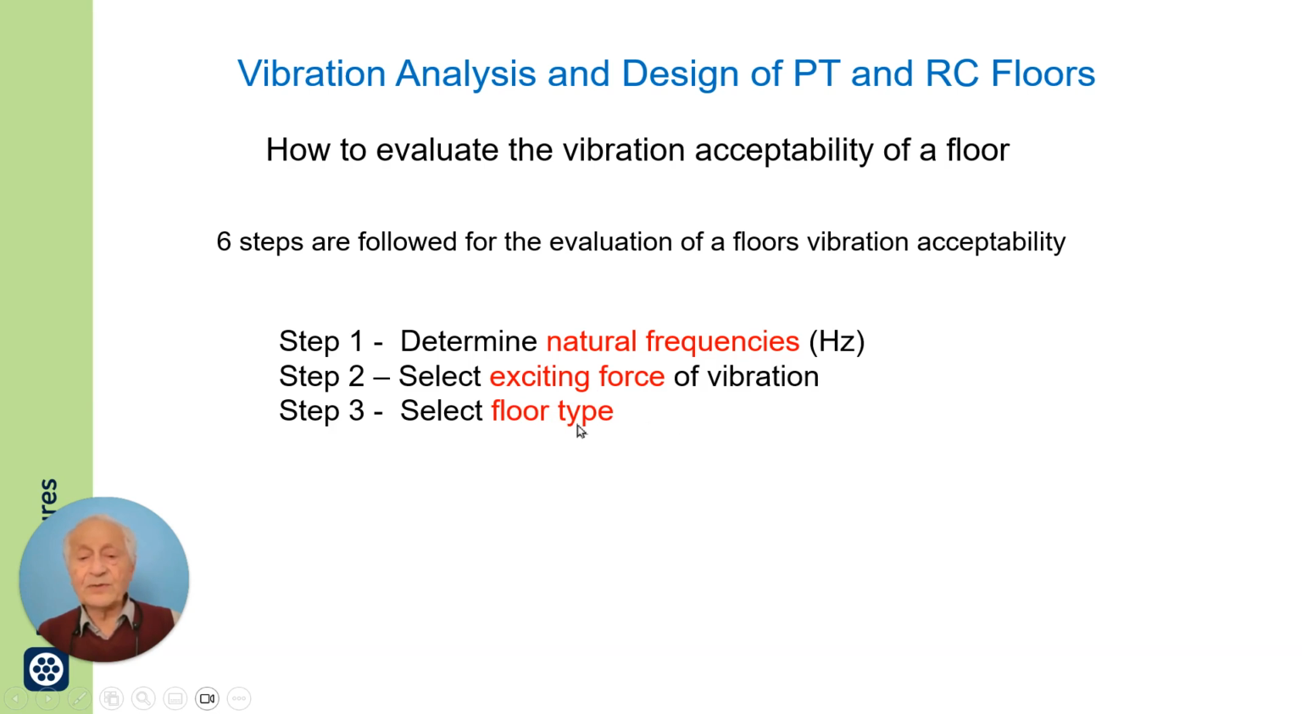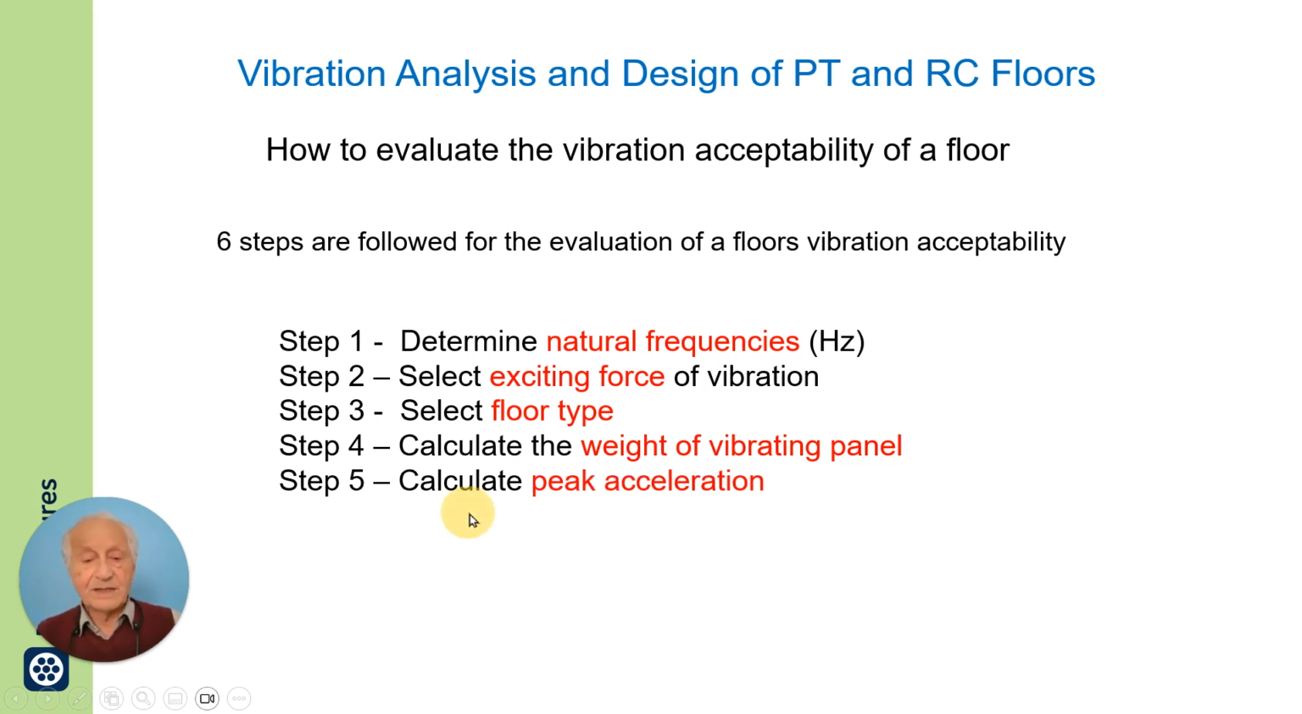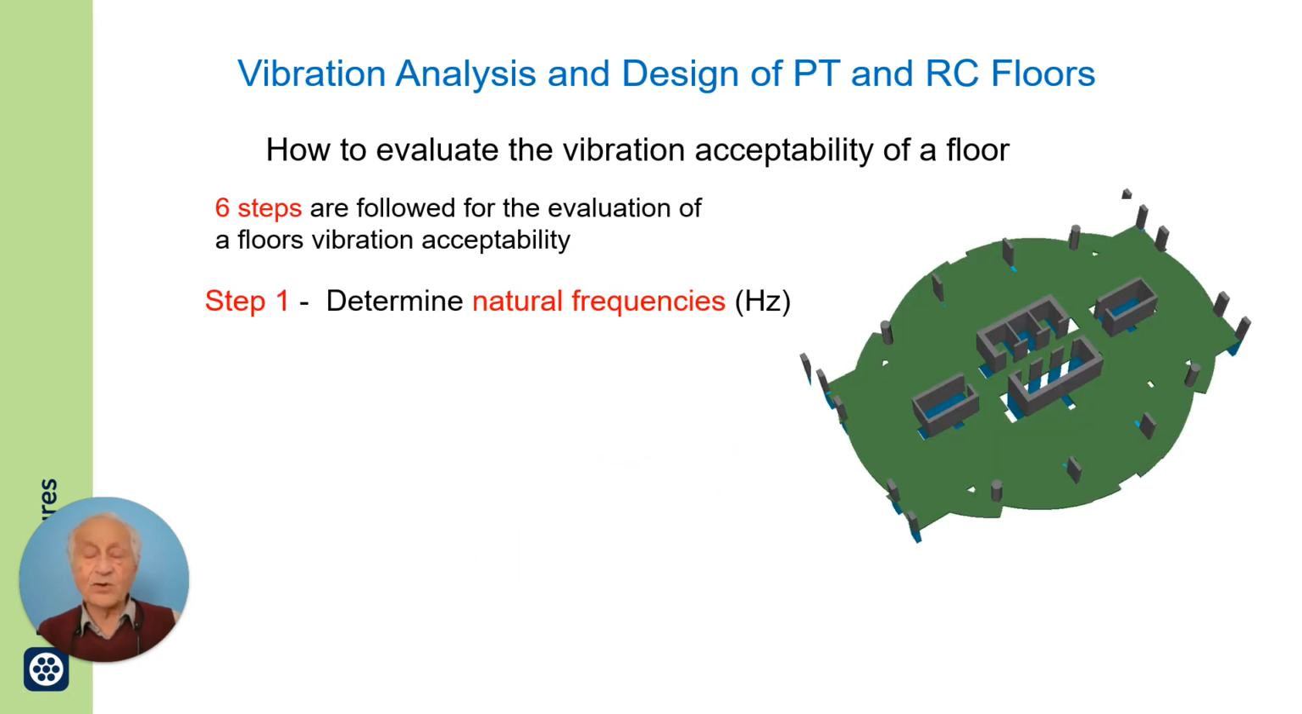Third, what type of floor you are dealing with, the specific location that you are interested in, its thickness, material properties, and so on. Then we calculate the weight of the floor that we are concerned about, because the weight has to go up and down, so it is a parameter in vibration analysis. Then number 5, we calculate the peak acceleration caused, and then evaluate it. By evaluation, I mean we go to the chart that we looked at a little while back to see whether it is acceptable or not.